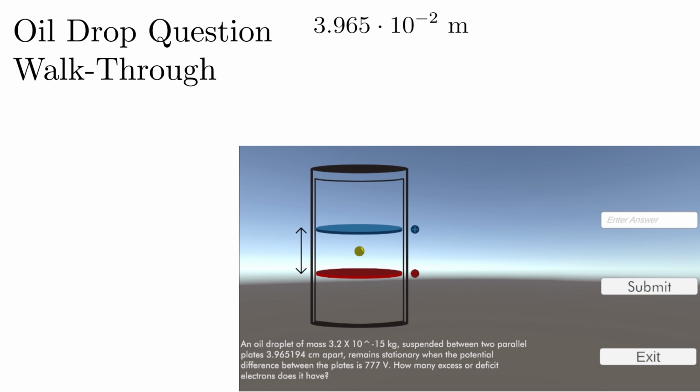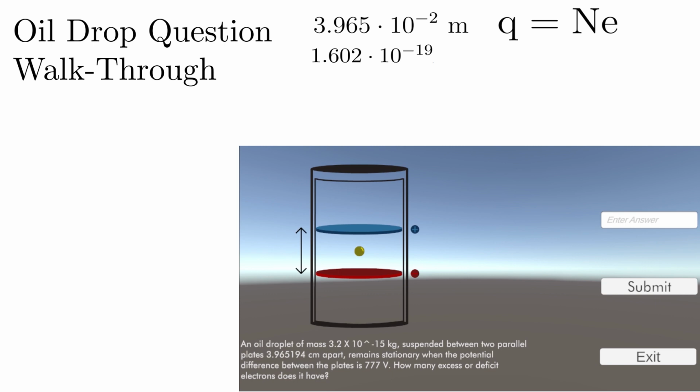We are asked to determine the number of excess or deficit electrons the oil droplet has. We know that the formula to determine the number of electrons is Q equals Ne, where Q is the charge and e is the charge on an electron. The charge on an electron, e, is already known to be 1.602 times 10 to the negative 19, so we must solve for the charge Q to determine N, the number of electrons.